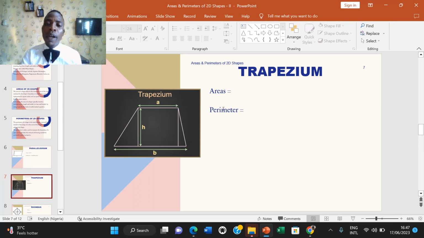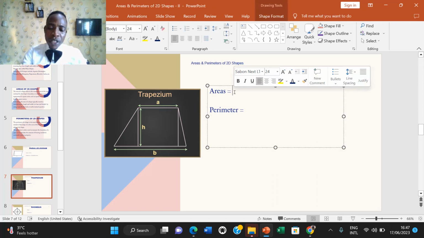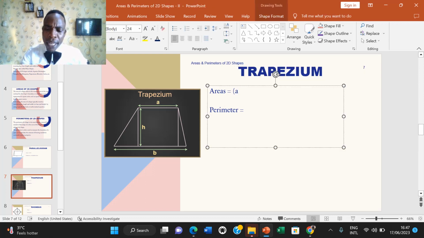So sum of the parallel sides, I am to add them first. So I will put it in brackets to show I am adding them first. Bracket A plus B times height, then over 2. I have one height here, I have another height here. So I'm dividing it by 2. So all I need is to recall what a trapezium looked like. And what's the area or the perimeter of a trapezium?